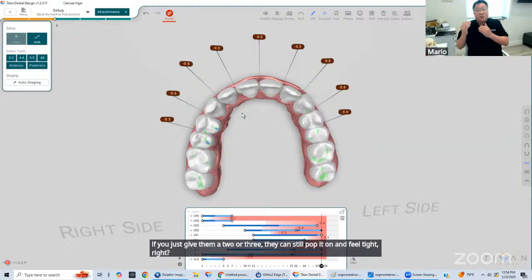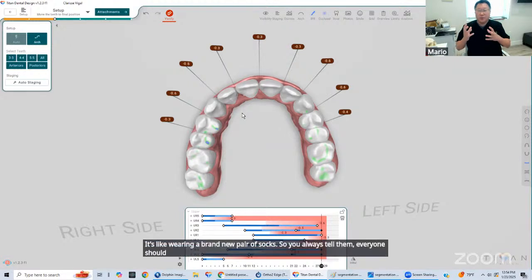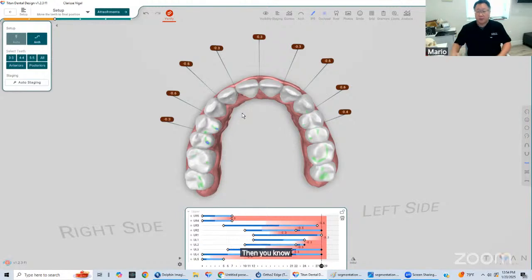So every one that the patients wear should be pretty loose, right? So when they wear it, that means everything's tracking. The teeth are moving. So the next one is so close to the last one that you don't really feel a difference. It's like wearing a brand new pair of socks. So you always tell them, every one should be just like the last one, like a new pair of the last one, right? Then things are working, okay? So that's another something that's really important to remember.